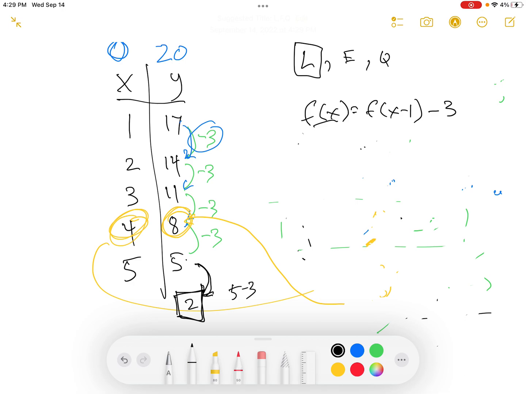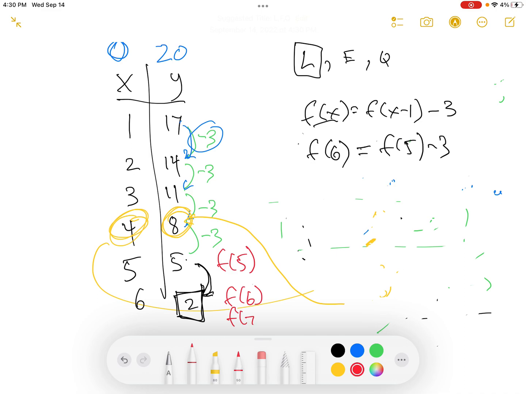Let's write this out as an example. This is 6. I wanted to find f of 6. This guy right here, the y value, is f of 6. So I took f of 5 and I subtracted 3 from it. Now if I want to find the next y value down the line here, f of 7, then I'm going to take f of 6 and I'm going to subtract 3 from it. And it just iterates over and over and over again.